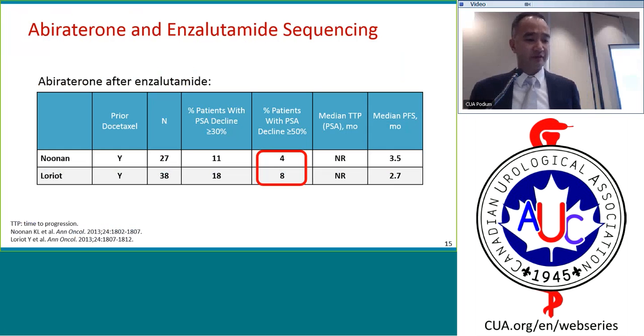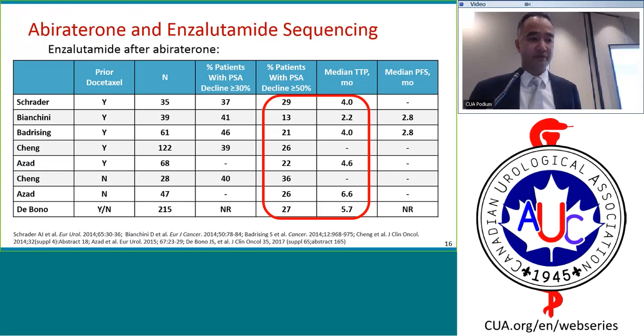Kristen Noonan, who was a resident, reported on some of the first case series with this, as well as the group from France. And when we looked at abiraterone after enzalutamide, the response rate was very low, PSA response rate less than 10%. What about enzalutamide after abiraterone? There's a few more series that are looking at this.